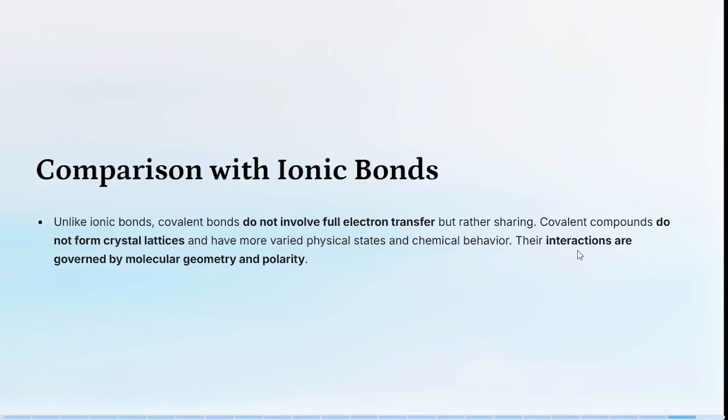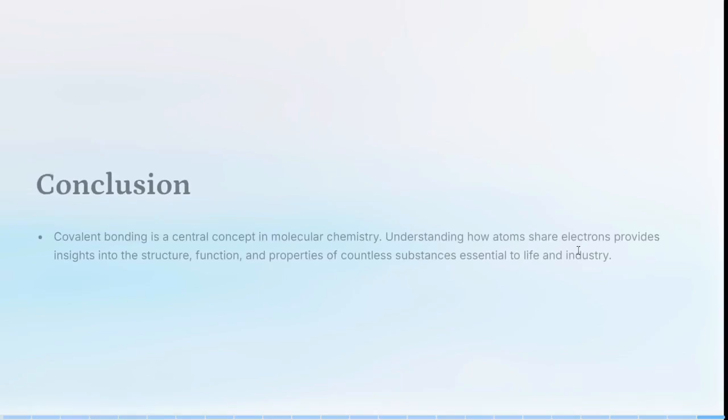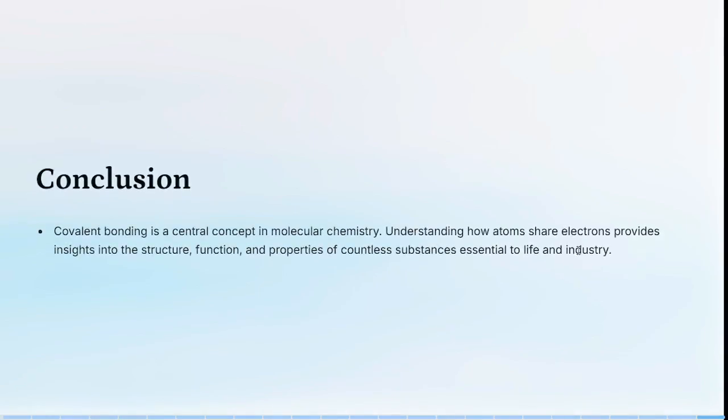So the interactions between these species are governed by molecular geometry and polarity. The interaction between covalent compounds is governed by molecular geometry, while that between ionic compounds is governed by polarity. So, in conclusion, the covalent bond is a central concept in molecular chemistry.